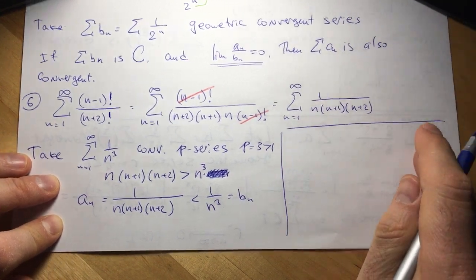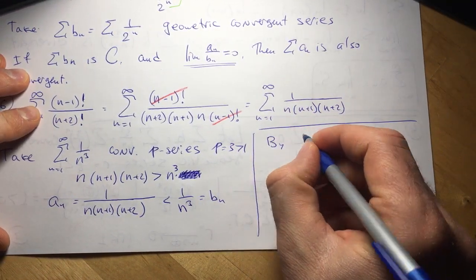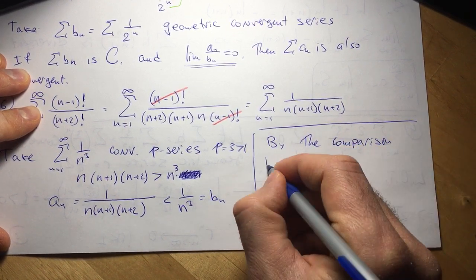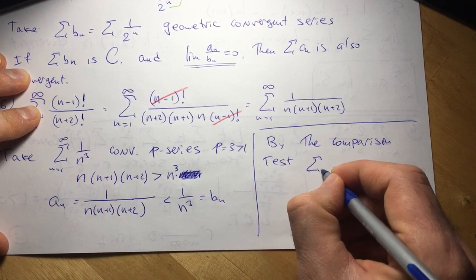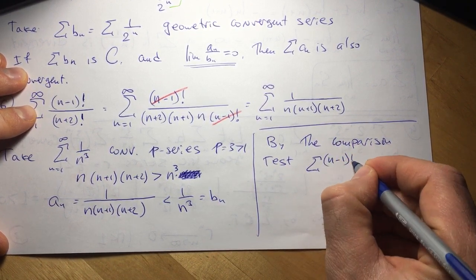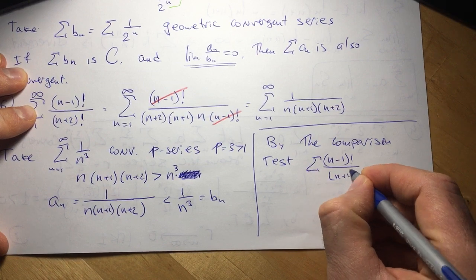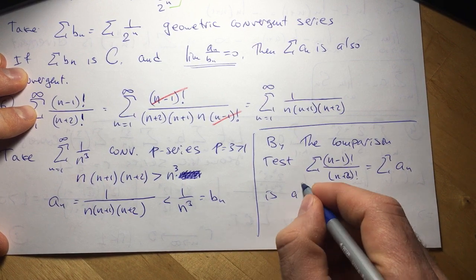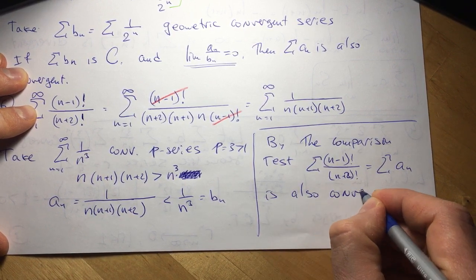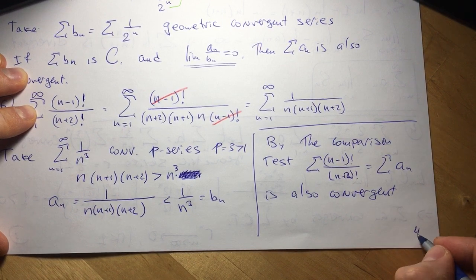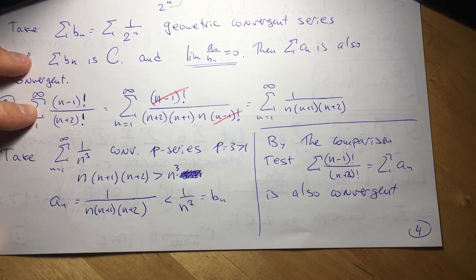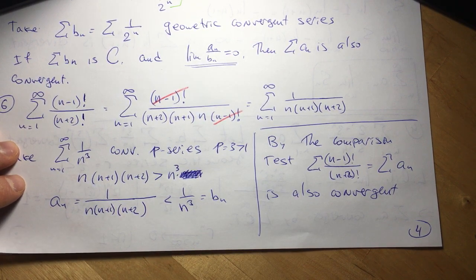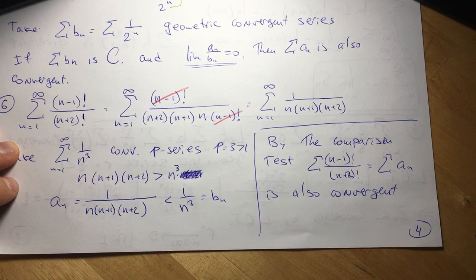So we conclude by the comparison test that the sum of n minus 1 factorial over n plus 2 factorial, which was the sum of an, is also convergent. Okay, of course, if you do the limit comparison test, then the limit of an over bn would have been 1, so the limit comparison test also works.